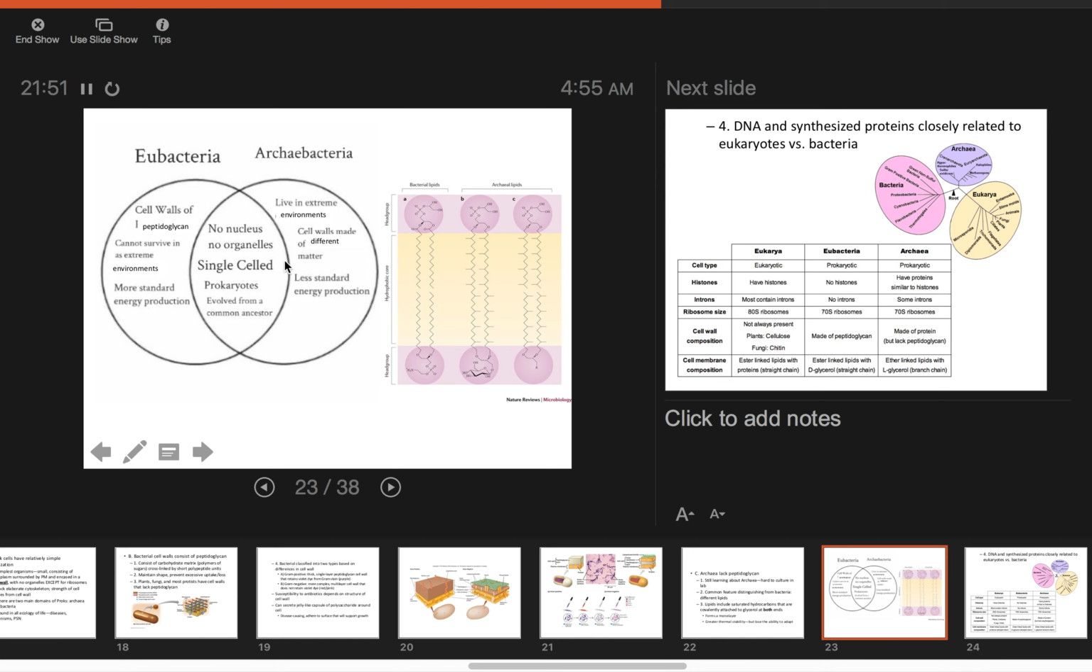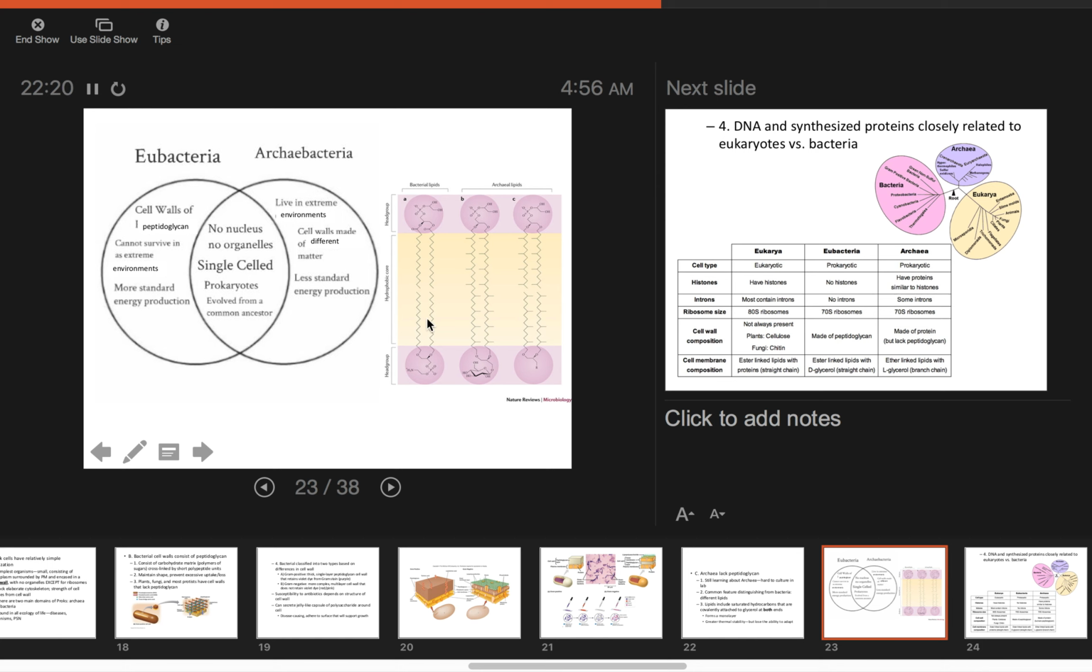So here's a Venn diagram comparing bacteria and archaea. Cell walls of peptidoglycan cannot survive in extreme environments, but bacteria are found in all environments. Over here, archaea live in extreme environments, with cell walls made up of different matter and less standard energy production. They're not really responsible for photosynthesis. But how they're similar: no nucleus, no organelles, single-celled prokaryotes, probably evolved from a common ancestor.